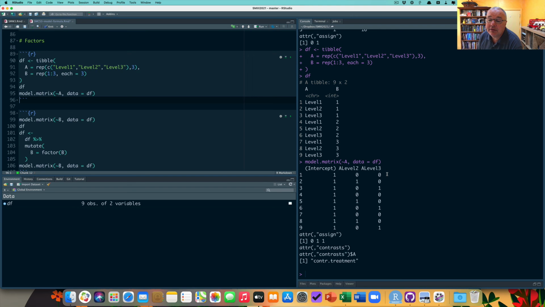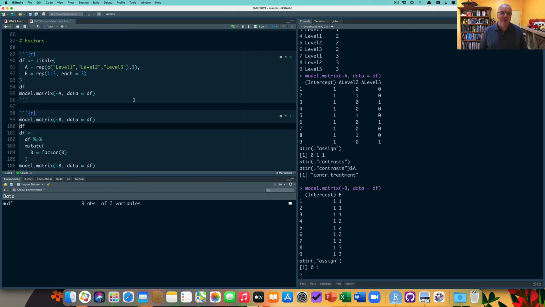This one's level 3, so with this column, you're 0 if you're anything but level 3, and you're 1 if you're level 3. And the question is, well, how do you get level 1? Basically, to be level 1, you've got to be not level 2 and not level 3. So this gives you your level 1. And it tells you you've got contrasts and everything. So let's now do that with B.